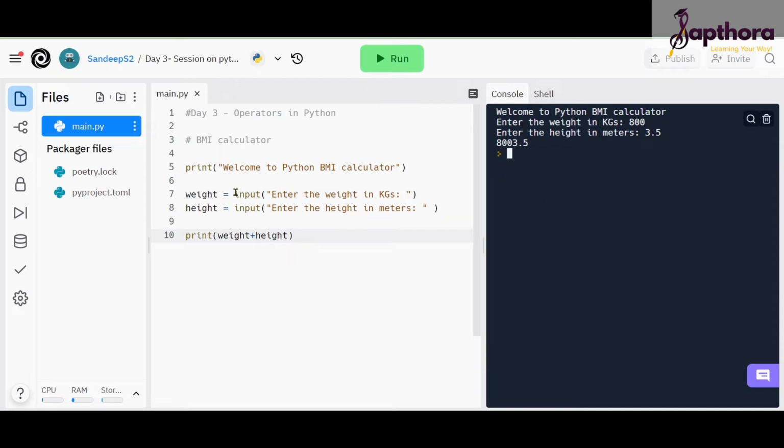Whenever we take input from the user, it will always be in the form of a string. It is not in the form of an integer. So I cannot add an alphabet, or I cannot add a character. I can add numbers, but I cannot add characters. That is what is happening here.